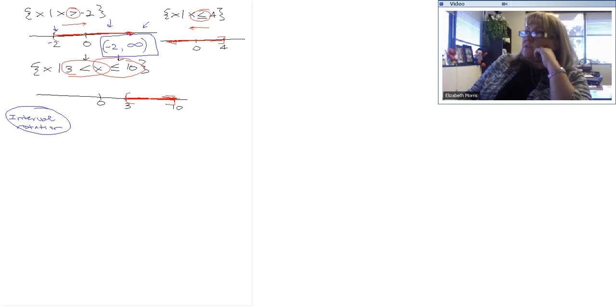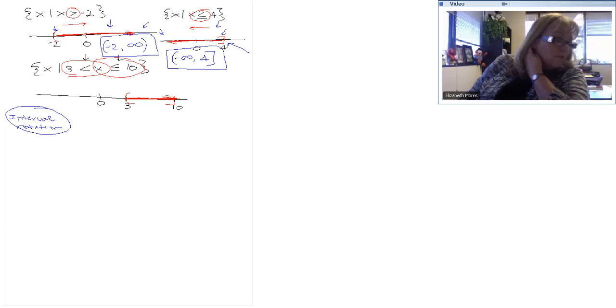All right, let's try to do this one. What's the farthest thing to the left? It's going on forever, but what infinity is it? It's -infinity. What's the farthest thing to the right? 4. What did I tell you infinities always get? Parentheses. What does 4 already have? A bracket. There's interval notation for that answer.